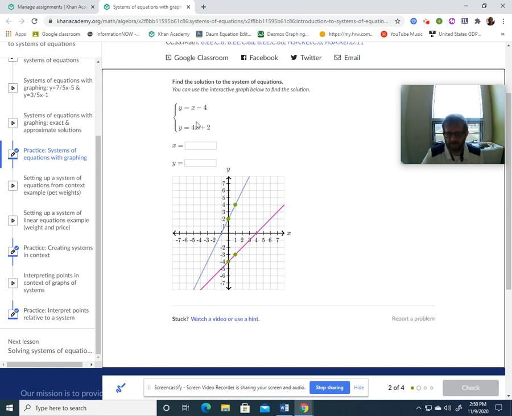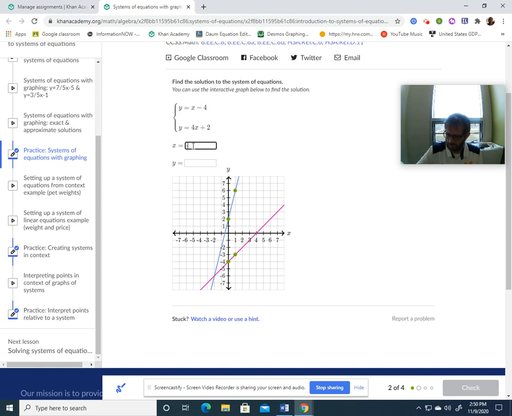This one, again, tells us a great point. It tells us the point 0, 2. That's my y-intercept. Now, this is my slope. It tells me if I go 1 spot over, I should go 4 spots up. 1, 2, 3, 4. Now, you'll see the intersection is right here. So x is negative 2, and y is negative 6.